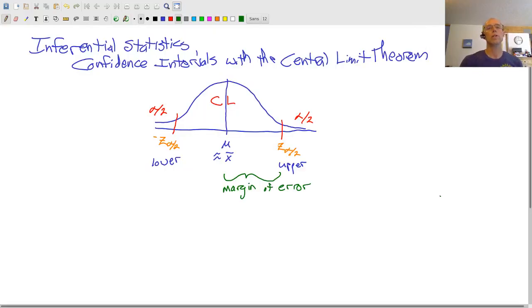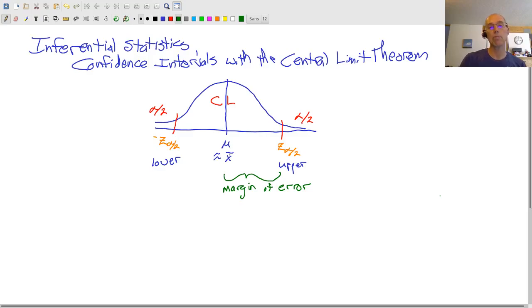So here is an overview of inferential statistics with confidence intervals and the central limit theorem. And I'll also reflect back on the simulations we did with StatKey. So when we make a confidence interval, we're trying to make an estimate about a population mean. And so that would be, for example, our mu, the population mean, and we approximate it with our sample mean.